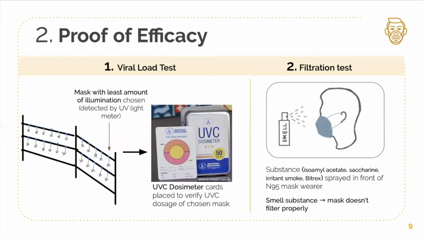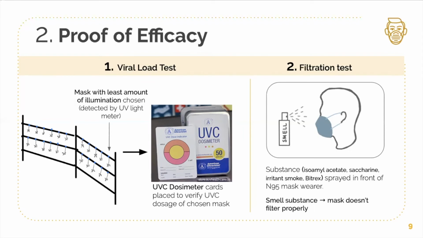Based on stakeholder feedback, one of the main takeaways we had was to ensure that there was a concrete test to prove both that the masks had been disinfected and that they were still filtering properly. To address this first concern, we suggest having a viral load test based on dosimeter card readings. After setup of the system, a UV meter would be used to measure which mask receives the least exposure. A dosimeter card would be placed near the mask, and the card will indicate the dosage that the mask receives. If the card receives a 1 joule per centimeter squared dosage, then the users can assume that every other mask has received the proper dosage as well.